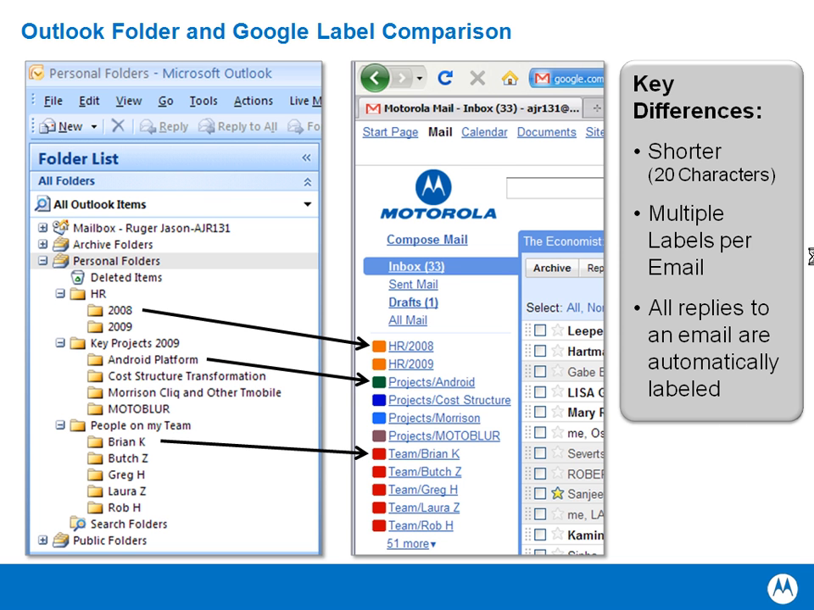And lastly, once you label a single email in Google Mail, all future replies are automatically labeled for you. The analogy would be if in the Outlook world you could put one message into a folder, all future messages would get filed for you, which of course does not occur in the Outlook world today.